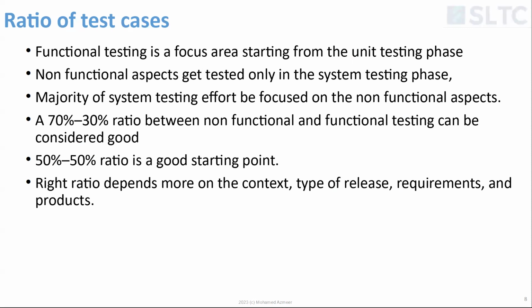Okay, so we can't sort of confirm the number. We can say this is the right number because there can be various reasons, context, and things like that. So it depends on the situation. Okay, so we can't say exactly this, but then it's good to start with 50-50. And then as we mature, we can reduce the non-functional but increase the functional testing.